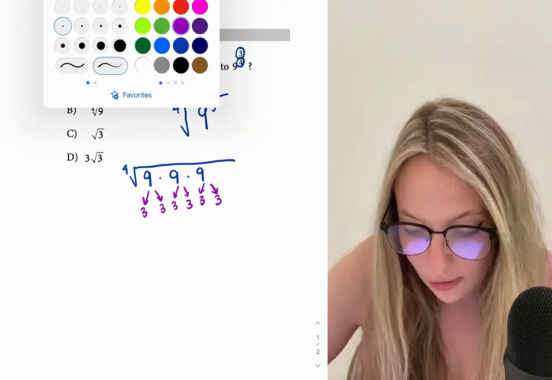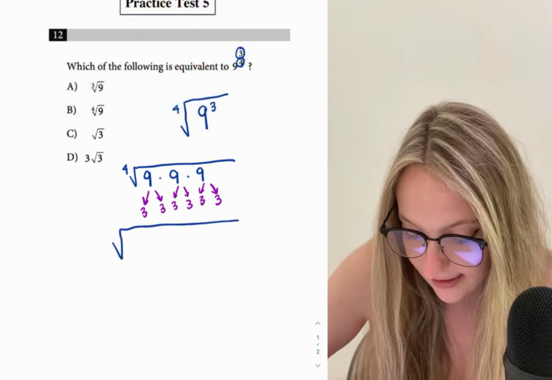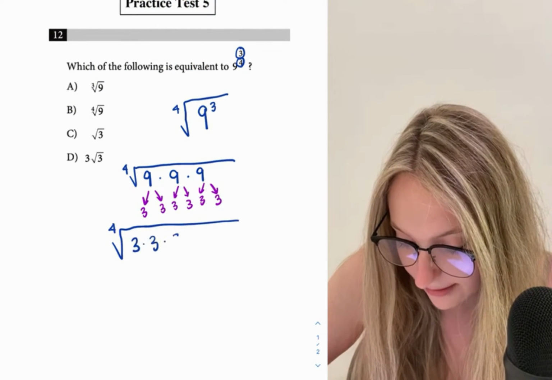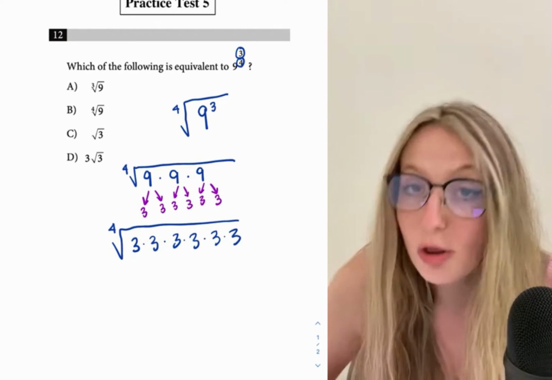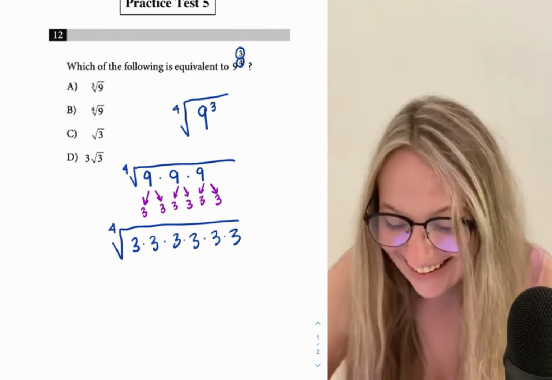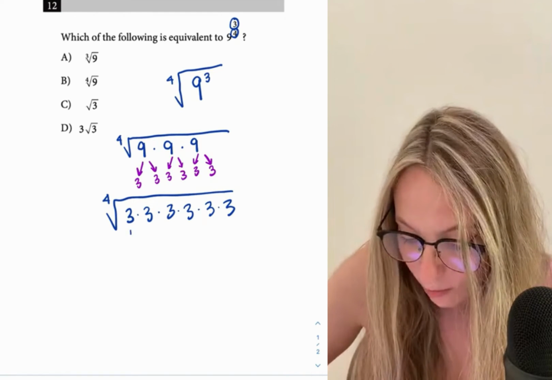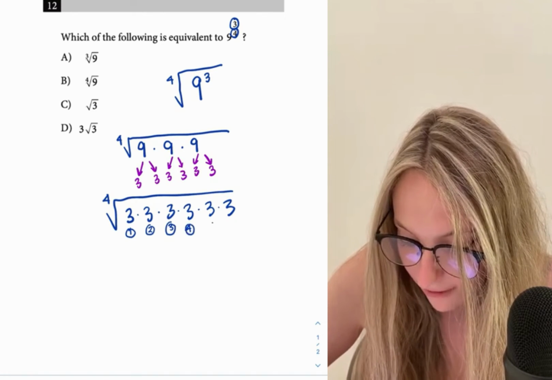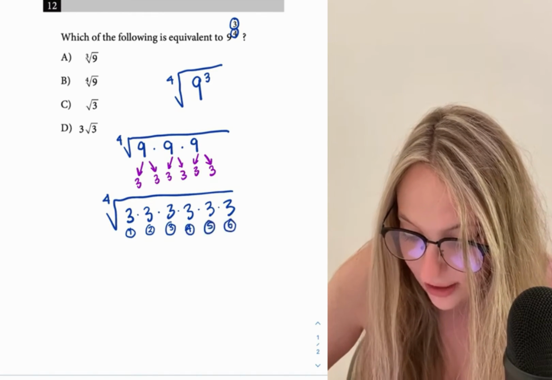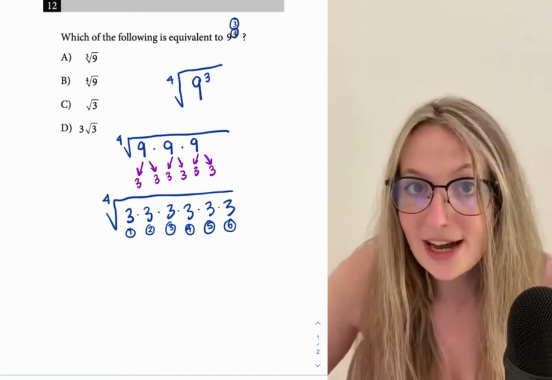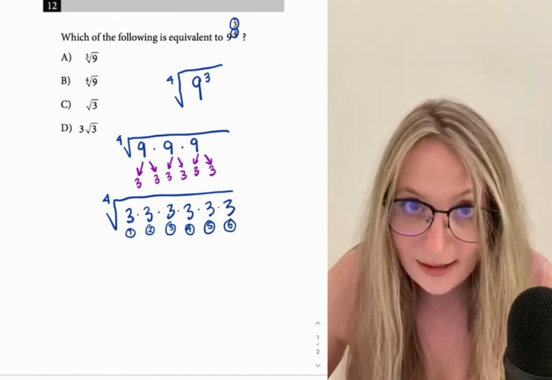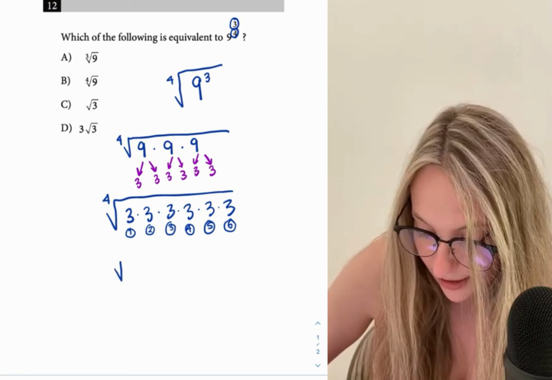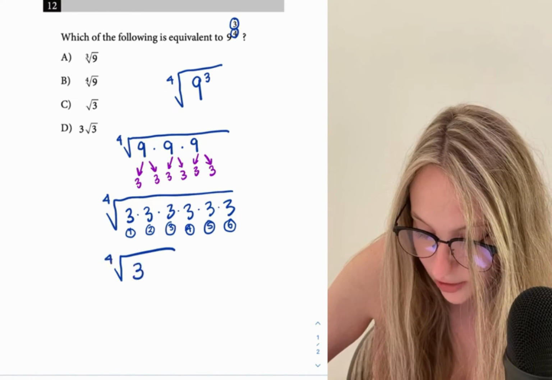So if we wanted to rewrite this now, again leaving the 4th root on the outside, it's 3 times 3 times 3 times 3 times 3 times 3. Woo, that's a tongue twister. So we can see that there are, 1, 2, 3, 4, 5, 6 threes right here. Just as 9 cubed was 9 times 9 times 9, 3 times 3 times 3, however many times, is going to be 3 raised to the 6th power. So we can break that down right here into 3 raised to the 6th.